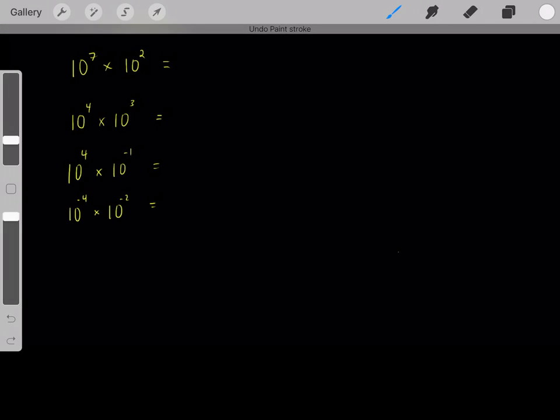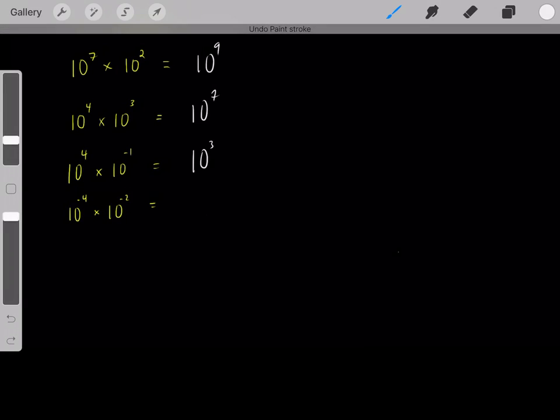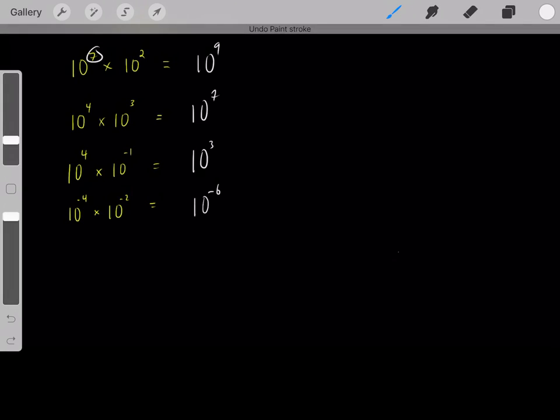10 to the 7 times 10 to the 2 simply equals 10 to the 9. How about 10 to the 4 times 10 to the 3? This simply equals 10 to the 7. How about 10 to the 4 times 10 to negative 1? Simply this equals 10 to the 3. 10 to the negative 4 times 10 to the negative 2? This is simply 10 to the negative 6. So hopefully you can see the pattern. You simply take the exponents and add them, and that gives you your answer.